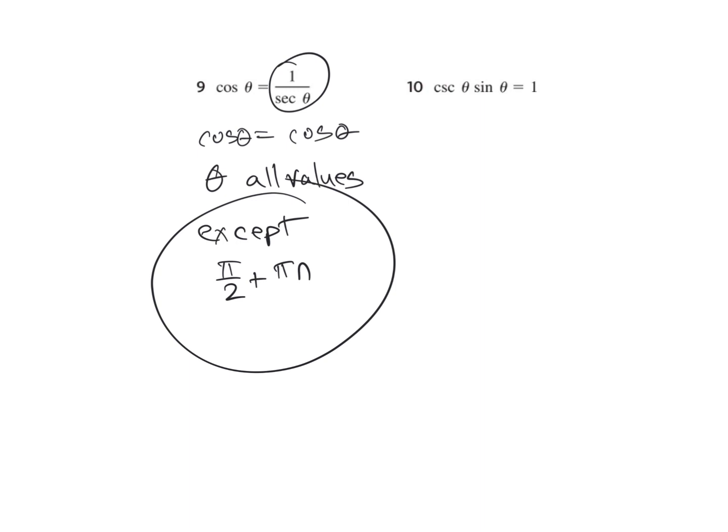Okay, all right, so now you have cosecant, which is 1 over sine times the sine of theta. So what values of theta make this 1? Okay, so every value except for when your sine is 0. So where is the sine value 0? Sine is 0 at pi and 0. So we're going to do pi plus pi n.